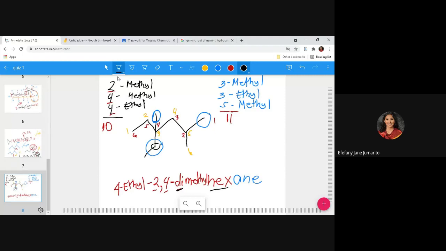Okay, so in a name just like your name, this is your last name, then this is your first name, and then this is your prefix. So, for example, miss. Okay, so that is 4-ethyl, 2,4-dimethylhexane. Any question?